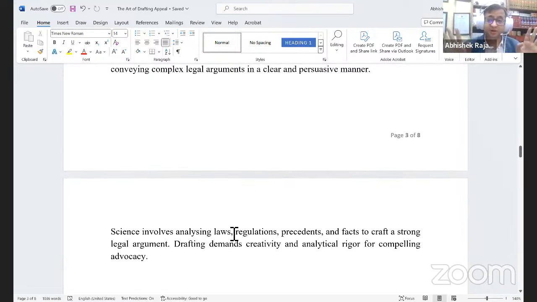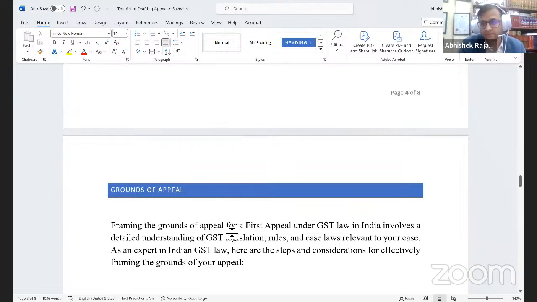So the science part is analyzing laws and regulations, but writing and drafting is a creative world, and that would vary. On the same issue, you might write one thing, Arun Sir would write a different thing, and I might write altogether a different thing. But all three are correct.